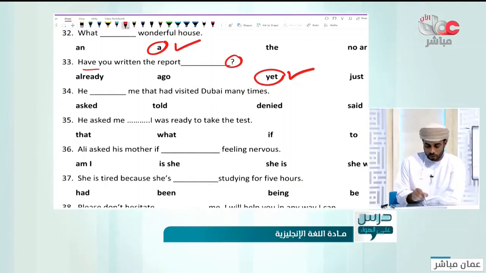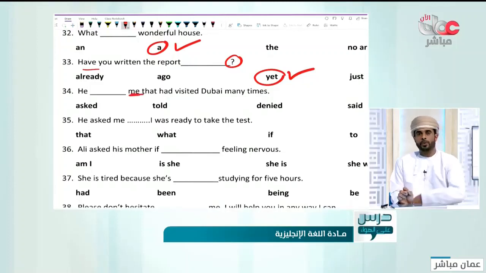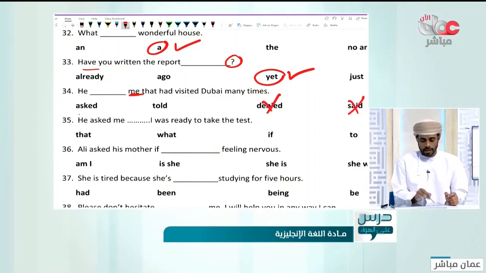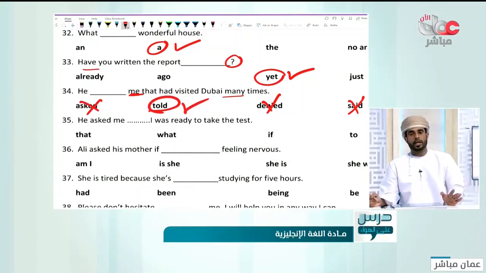Be very careful with the pronoun me. When we have the pronoun me, it means that we have certain verbs that should have an object after it. Which one? Asked could work. Asked me, yes. Told me. Denied me, no. Said me, no. So which one, do you think asked or told? If we have a question. Do we have a question here? No. So this one works, and we are left with told. Good.